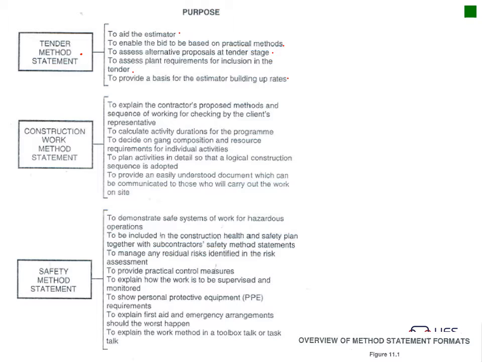Then we've got construction work method statements. Okay, this is obvious. It's to explain the proposed methods and sequence of work, checking by the client's representative. Basically, for instance, the engineer needs to know how you're actually going to pour this concrete. For instance, Amelia, where we did the pour there, it was a 24-hour pour. So we had to have contingencies. For instance, if the concrete stopped, where are we going to stop the concrete, the cold joints?